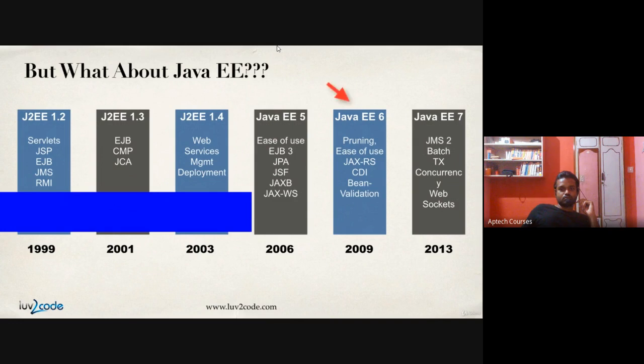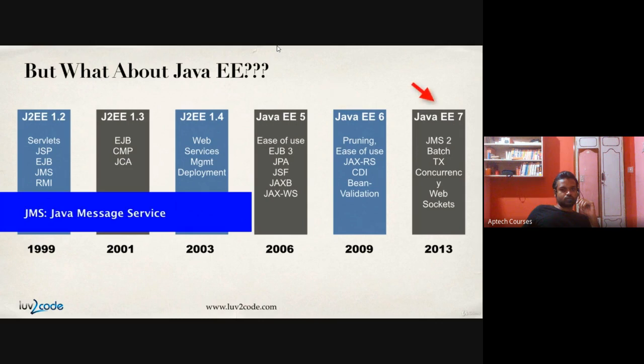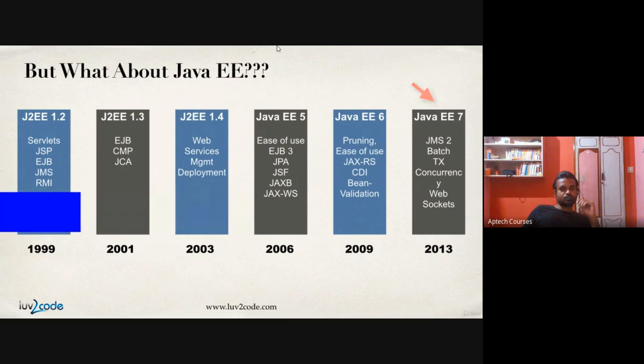And then with EE6, again, they pruned, meaning they got rid of some stuff that didn't work, mainly some of the EJB problems. Also, they made it easier to use. They added support for CDI, context dependency injection. And then finally, in Java EE7, they added support for JMS version 2, batch, concurrency, WebSockets, and so on. So that's kind of how J2EE grew up over time. Servlets and JSPs were the initial popular items, and then they started adding other things along the way.